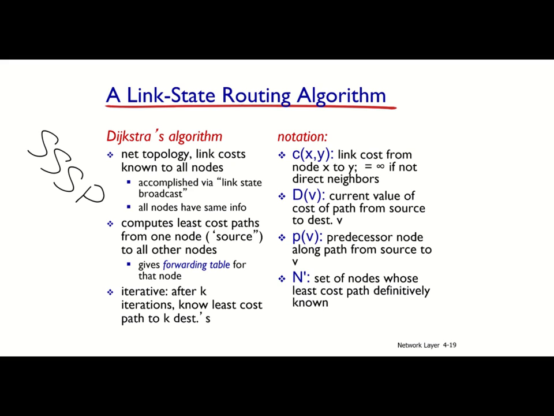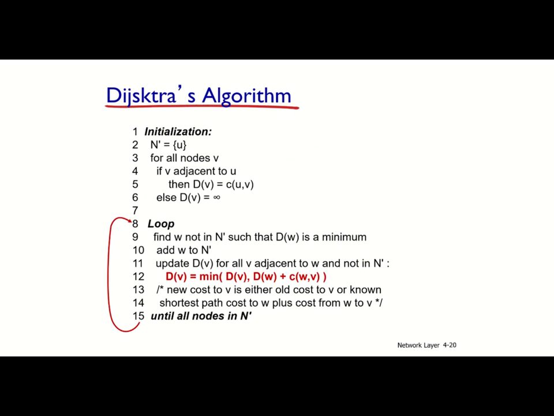At the beginning of the algorithm, N prime only contains the source, but as we do more iterations in the algorithm, the N prime size becomes larger and larger, and it contains more and more nodes in the graph until at the end of the algorithm, N prime contains all the nodes in the graph. So here is the pseudocode for the Dijkstra algorithm.